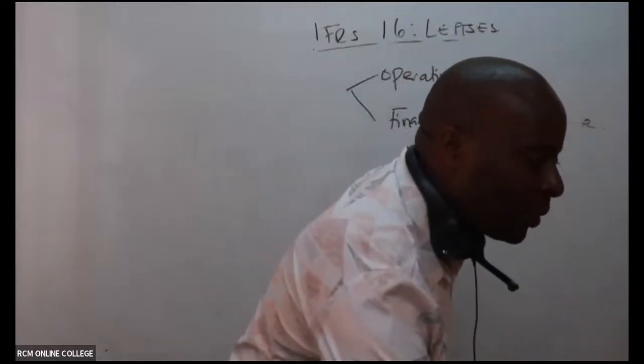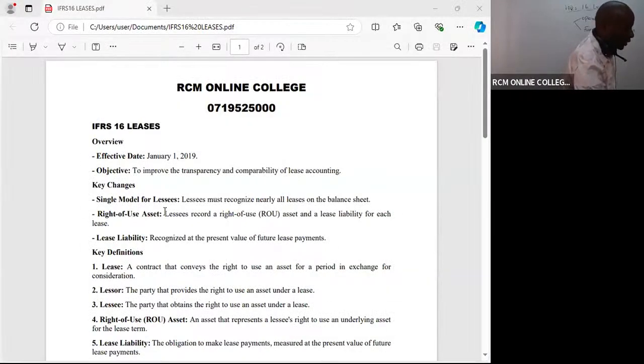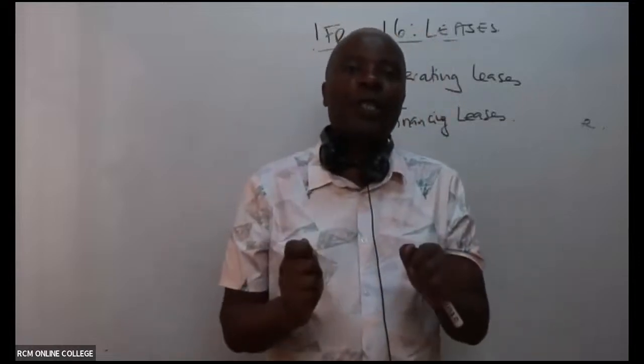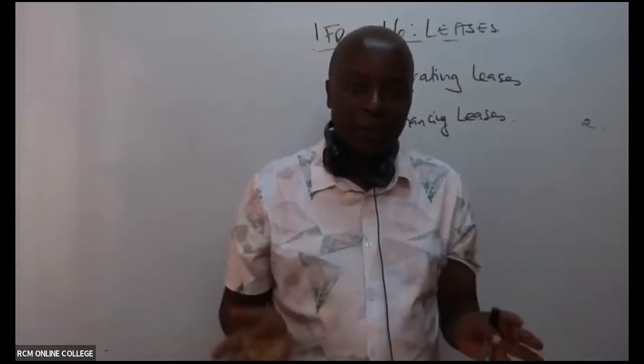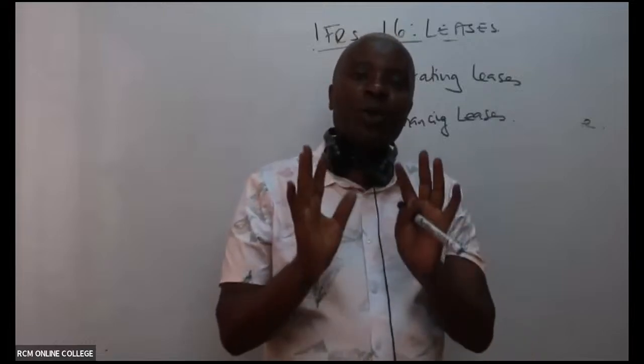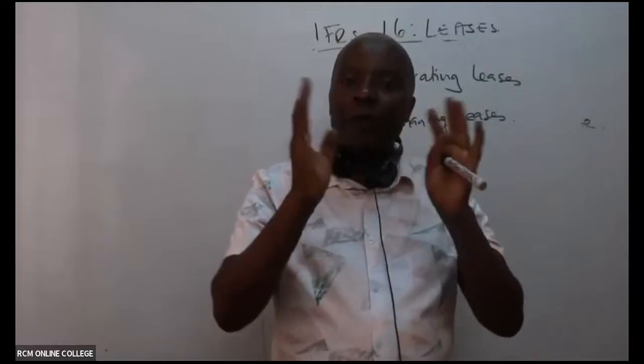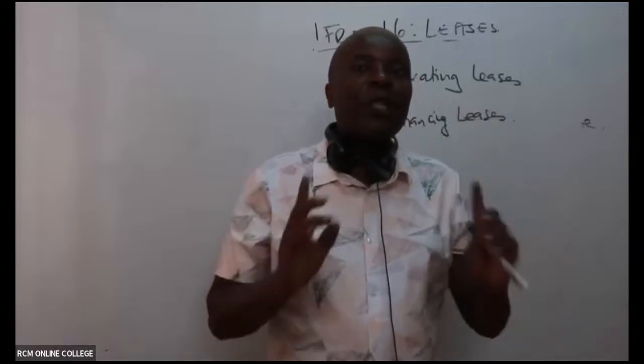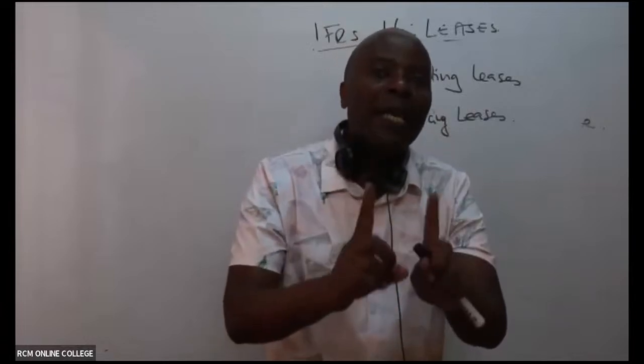And then number two, ladies and gentlemen, the right of use of an asset. Lessees record a right of use, ROU, asset and a lease liability for each lease. At RCM Stanbank House, we've been given the right to use some space on the first floor. For those 5 years, the landlord will not be interfering with my space. So then this right of use becomes an asset.